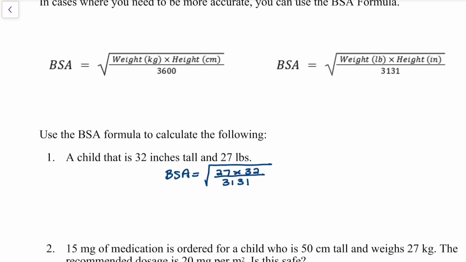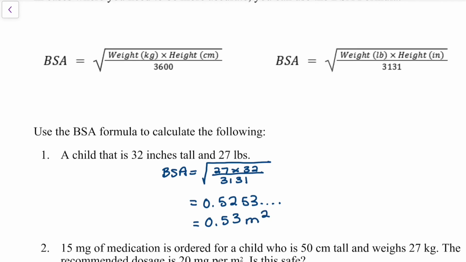Now make sure when you're putting this in the calculator, you're using the order of operations and doing it in the right order to get the answers. So on your calculator, you might be able to do it all in one go if you're good at using brackets on your calculator. Otherwise, you're going to do 27 times 32 equals, divided by 3131 equals, and then square root your answer. And you get 0.5253 and so on. If I round to 2 decimal places, I get 0.53 meters squared.